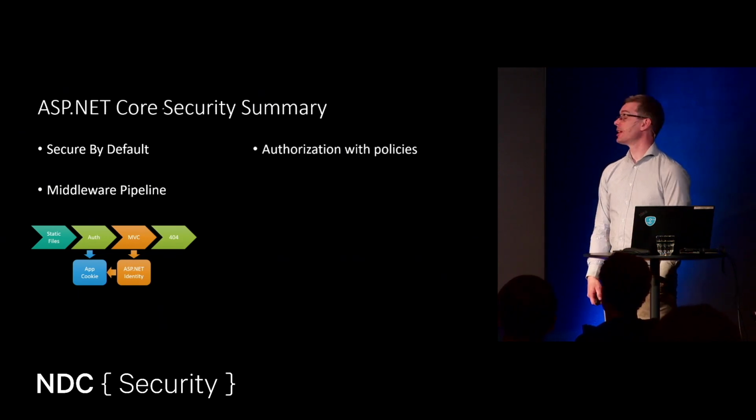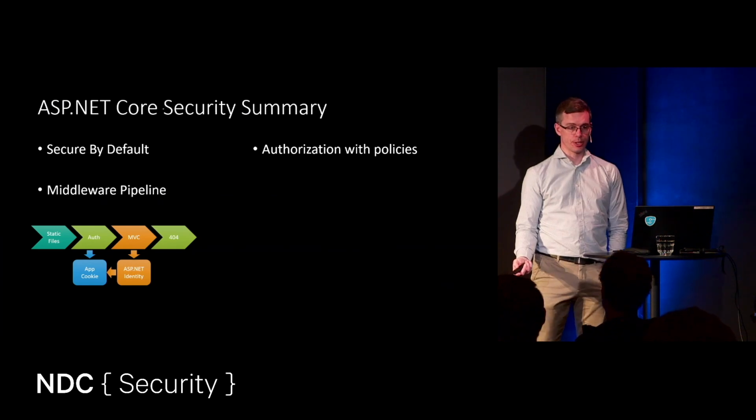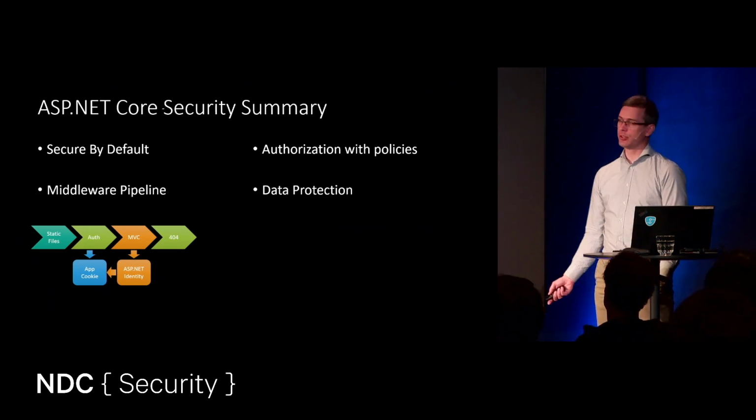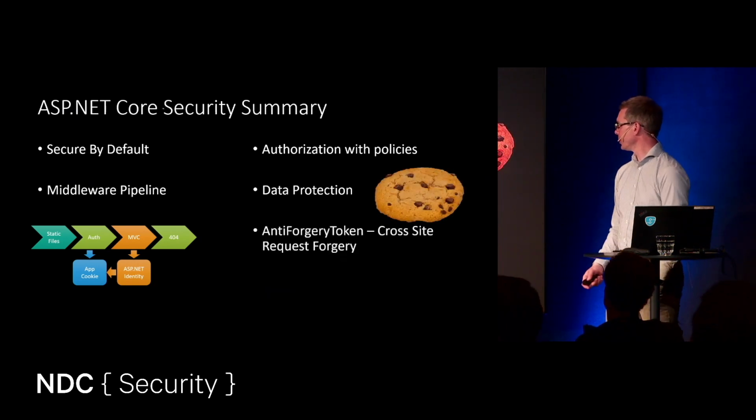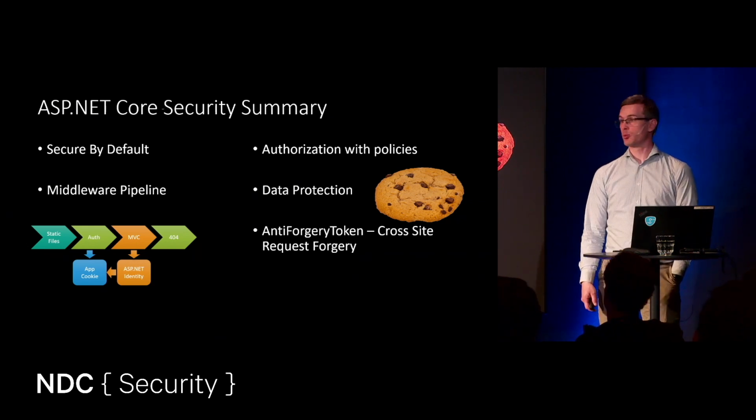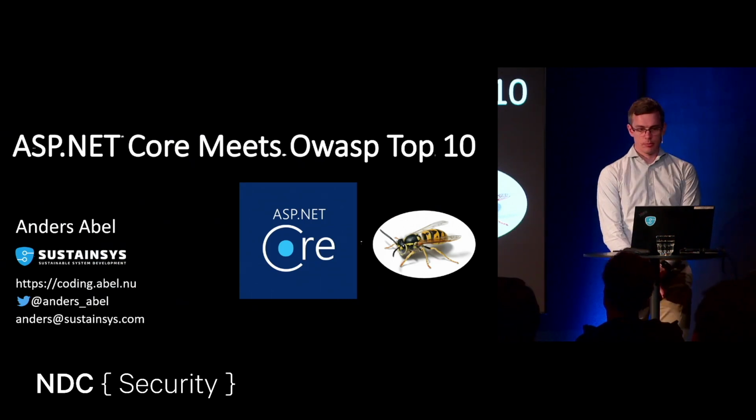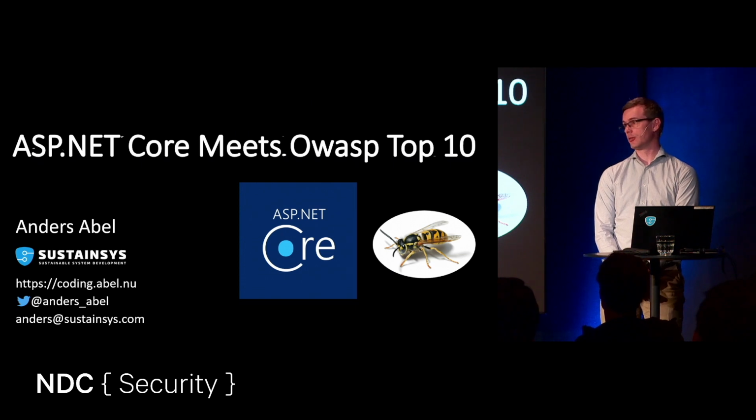And authorization with policies is a brand new, way more flexible and powerful authorization framework. Data protection is a key component behind the scenes, and it's something you might need to configure in a hosting environment. Anti-forgery token, for cross-site request forgery, is a built-in protection that is really smart, but you need to enable it and make sure it runs. So that's all I had for ASP.NET Core meets OWASP Top 10, and my view is that ASP.NET Core has a really great and solid security foundation to tackle the most common scenarios. Any more questions?